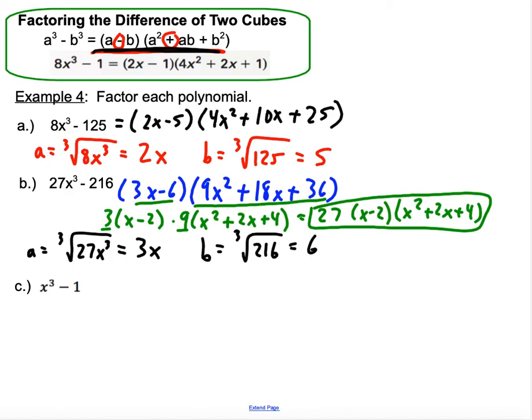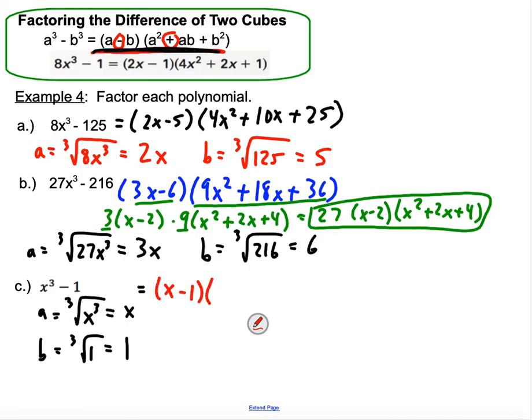All right, let's come down here to letter C. You want to find the cube root of x to the third, which is x. You want to find the cube root of 1, which is 1. Follow the formula through. The formula says a minus b, so that's x minus 1. And then it says a squared, which is x squared, plus ab, so that's x times 1, which is x. And then plus b squared, that's 1 squared, which is 1.